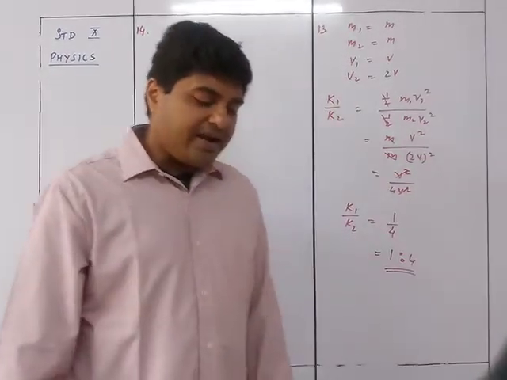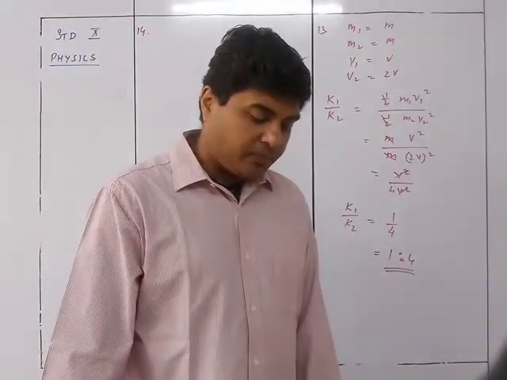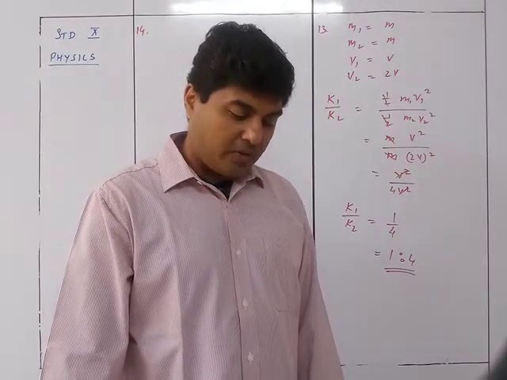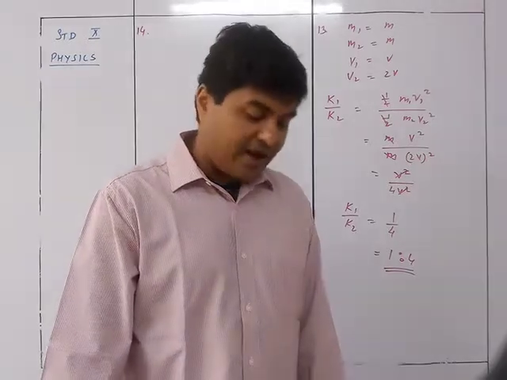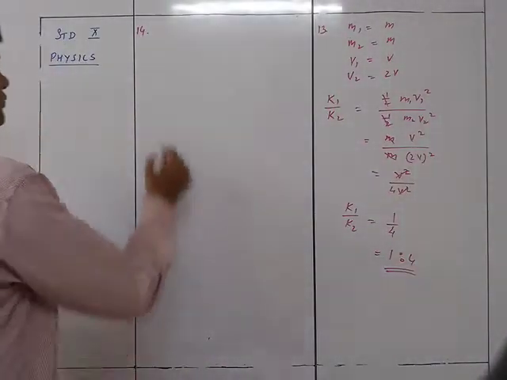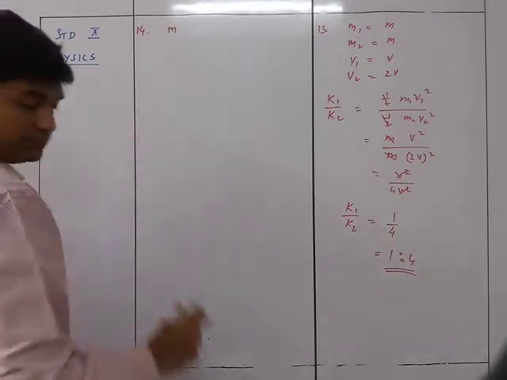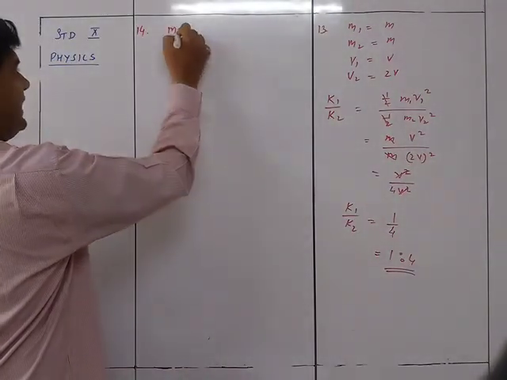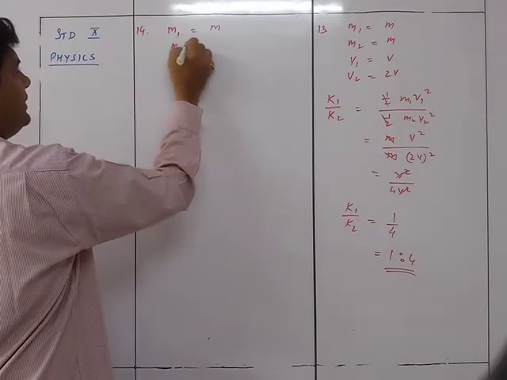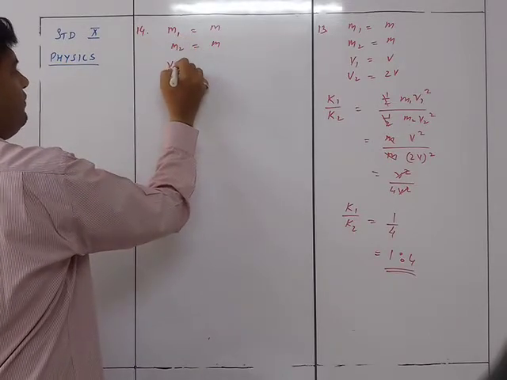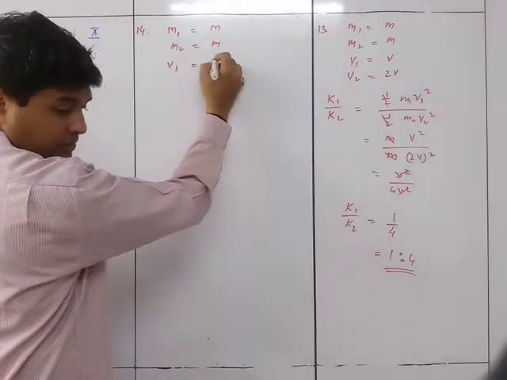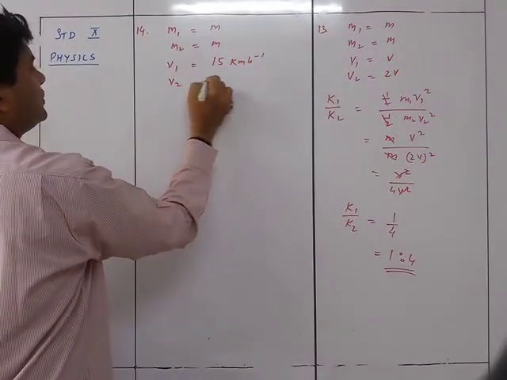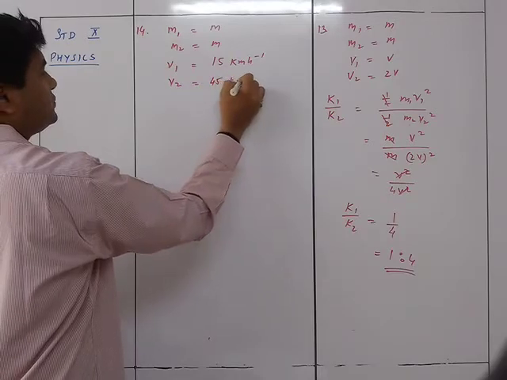A car is running at a speed of 15 kilometers per hour while another car is moving at a speed of 45 kilometers per hour. Find the ratio of their kinetic energies. Okay, so first, they are given that another car, similar car, so we'll consider that M1 is equal to M and M2 is equal to M. We have V1 is equal to 15 kilometers per hour and V2 is equal to 45 kilometers per hour.